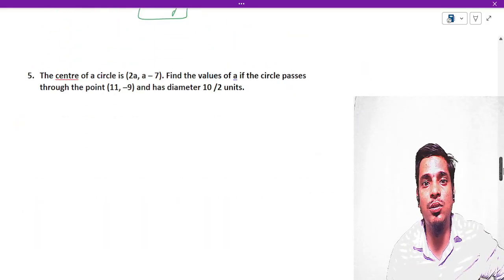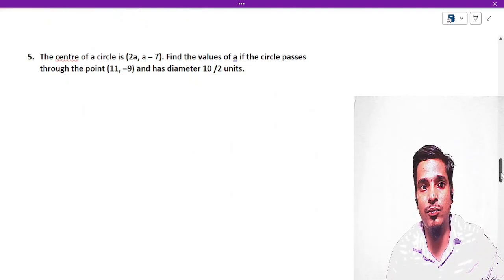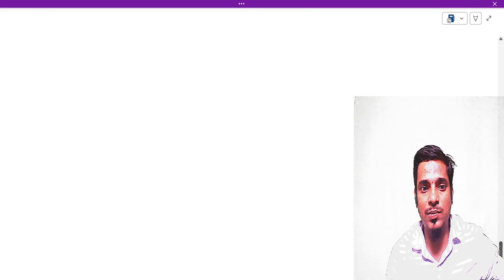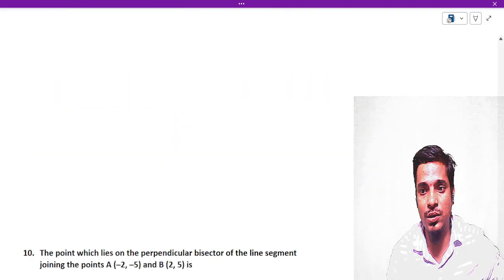You do one thing. You solve it fast. Then we'll go for these questions, which I think are important. I need to explain these things quickly.